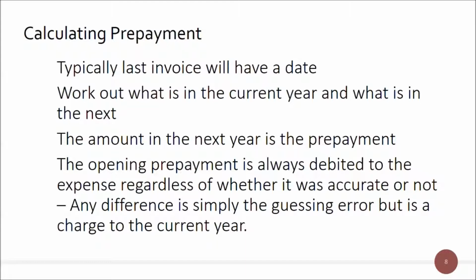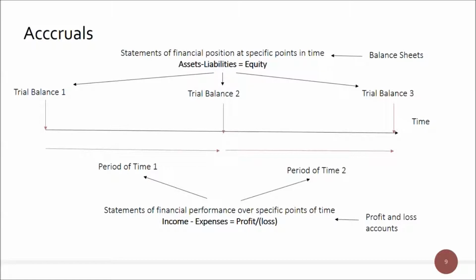Now, what happens if the opening prepayment subsequently wasn't right, so it was inaccurate? It doesn't matter. We always debit the prepayment to the expense in the profit and loss account. Whatever the difference was is simply a charge in the year. This is more important when we get to accruals. So that's what we're going to do. We're going to have a working example at the end of this video, which will show this in more detail.